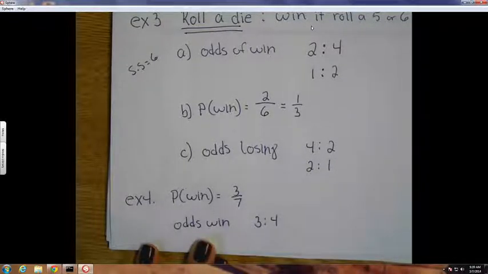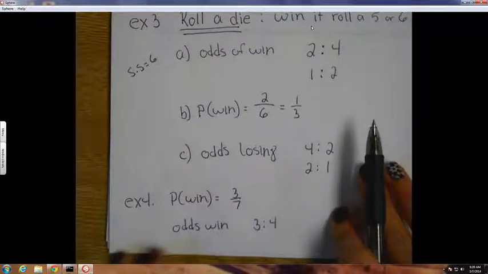Because remember, you need to see that when you add these two together, you get the total sample space. So if there were 3 ways to win, that meant there were 4 ways to lose, because there was a total of 7 in the sample space. Good with that? Okay, now we're going to go gambling.